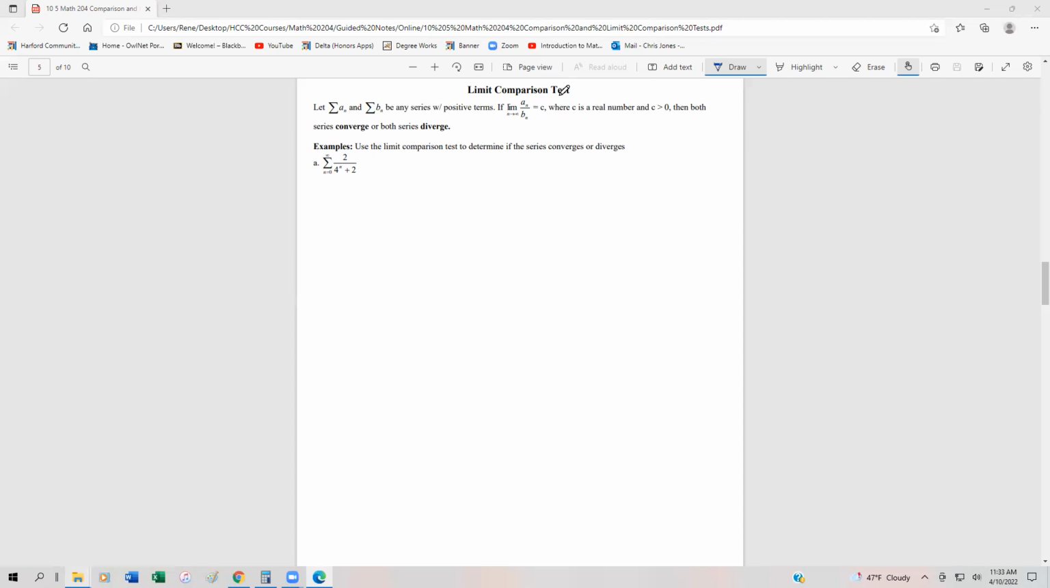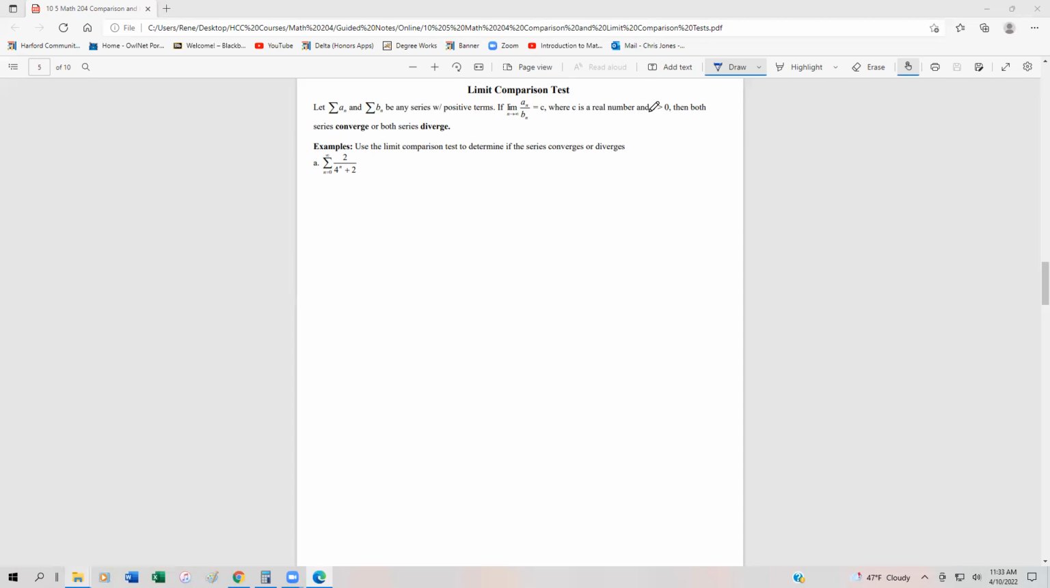We're still going to find a series to compare to, but we're just going to take the ratio of the original series or the original sequence compared to the compared sequence. If that limit as n approaches infinity is a real number c, where c is greater than 0, then we can say that both of the series converge or both of the series diverge.